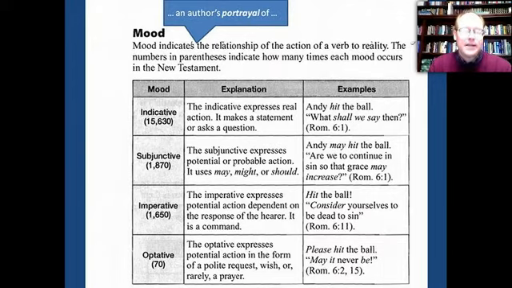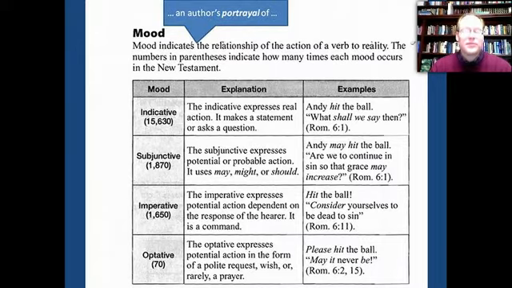Now, why is that significant? Well, in Greek, an author can choose to portray an action in many different ways. He can choose to portray it as actual, as potential, or as highly unlikely. And so the mood an author chooses is part of his portrayal, his painting, so to speak, of the action, and specifically the way that action relates to reality.